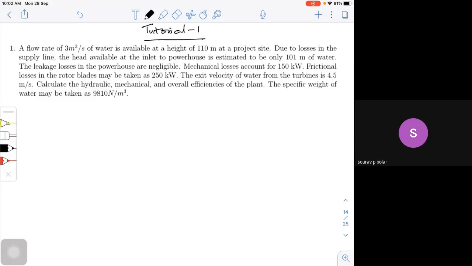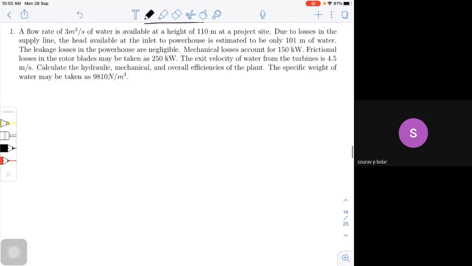Calculate the hydraulic, mechanical, and overall efficiency of the plant. The specific weight of water can be taken as 9810, or you can just take the density and multiply it by 9.81. Let us try to solve this problem. Okay.